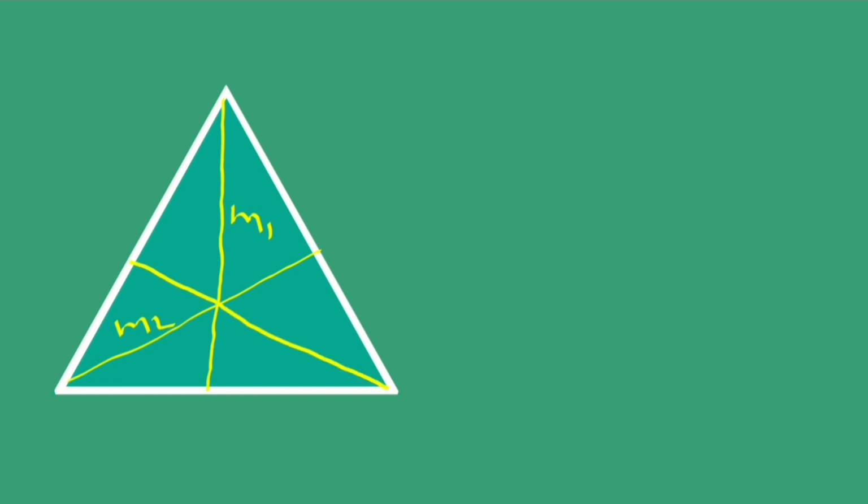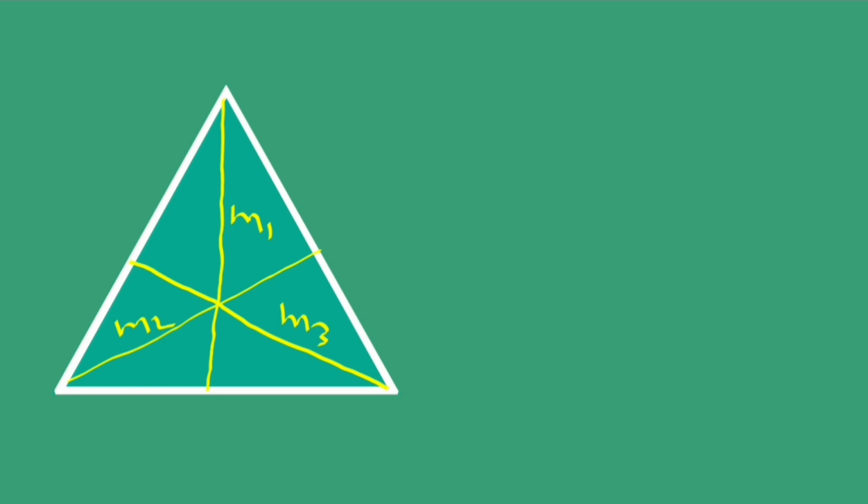Next, now here is a triangle. Suppose this is the first median of length m1, this is the second median of length m2, and this is the third median of length m3.